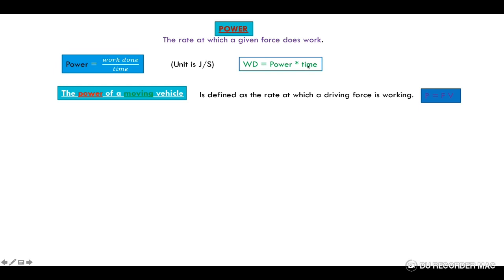done with this formula. So now what is the power of a moving vehicle? The power of a moving vehicle is defined as the rate at which the driving force is working, and its formula will be driving force multiplied by speed. The speed must be in meters per second.